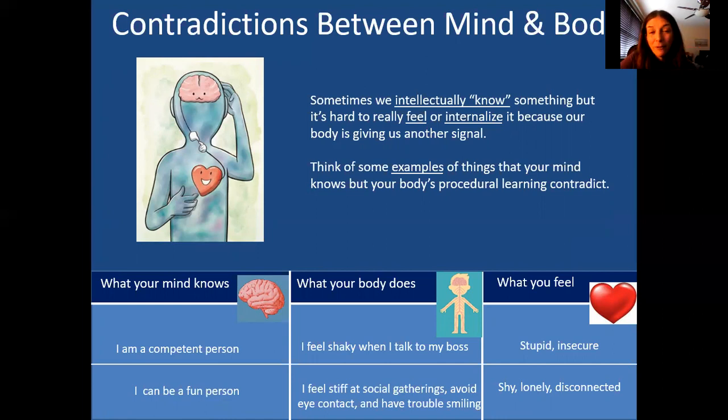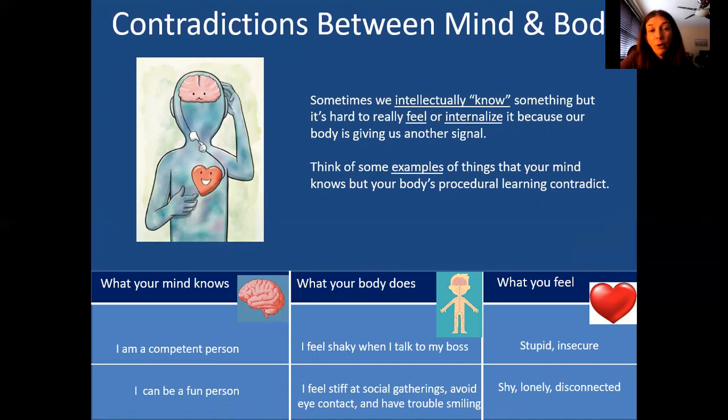So we could be very frustrated because we know something doesn't make sense. We know we shouldn't worry about this. We know this isn't a problem, but we feel like it is. You know what I'm saying? So I want you to think of some examples of things that your mind knows, but your body doesn't know yet. So your body's procedural learning hasn't caught up yet. I'm going to give you a few examples just so you know what I'm talking about. Let's look at the chart at the bottom.